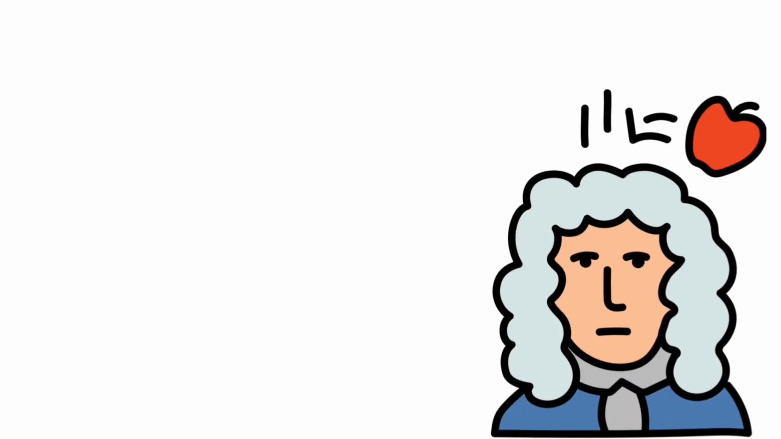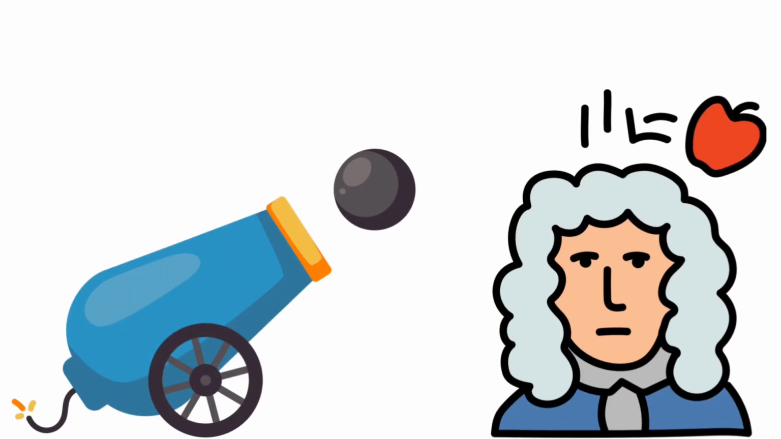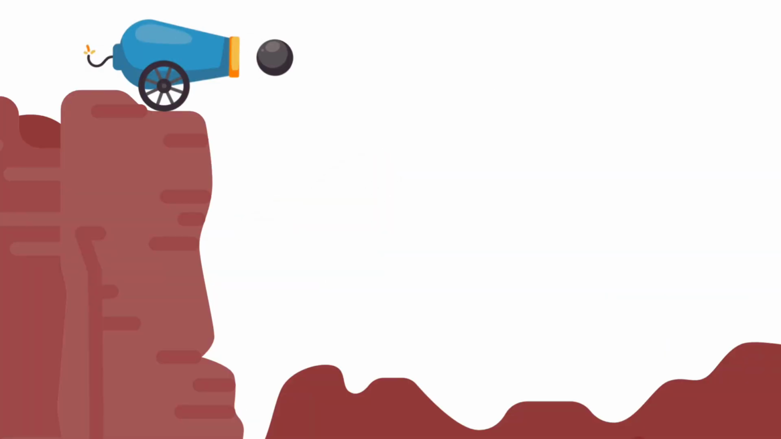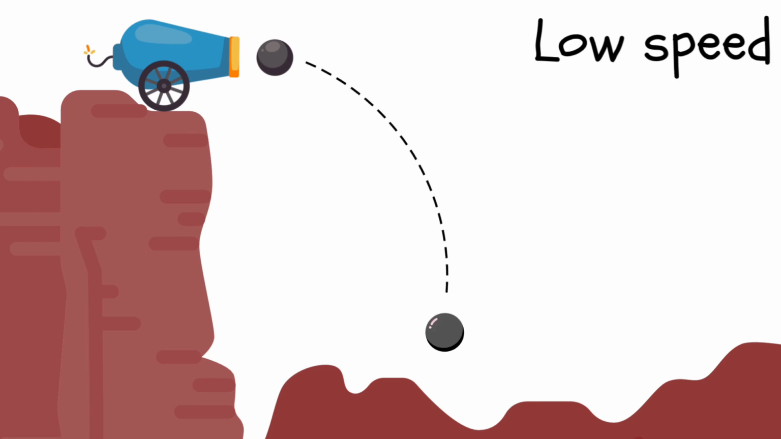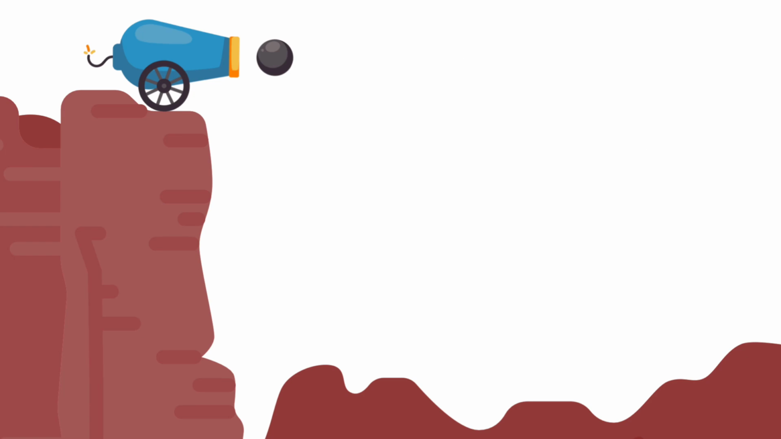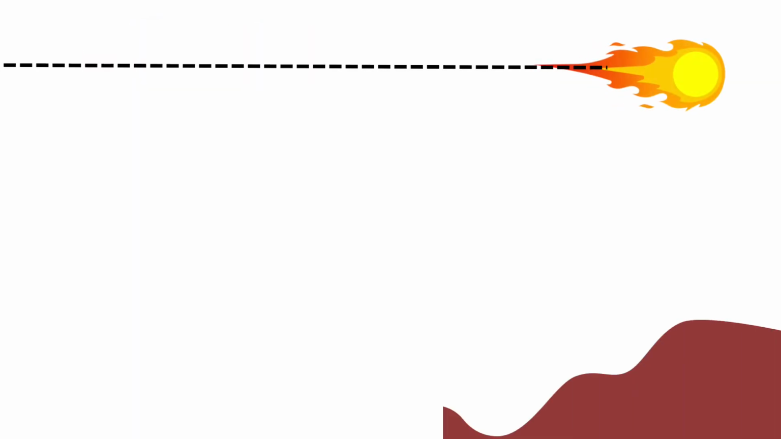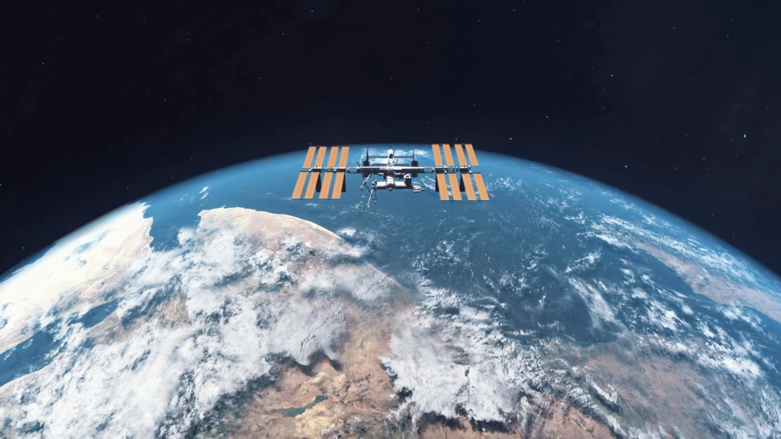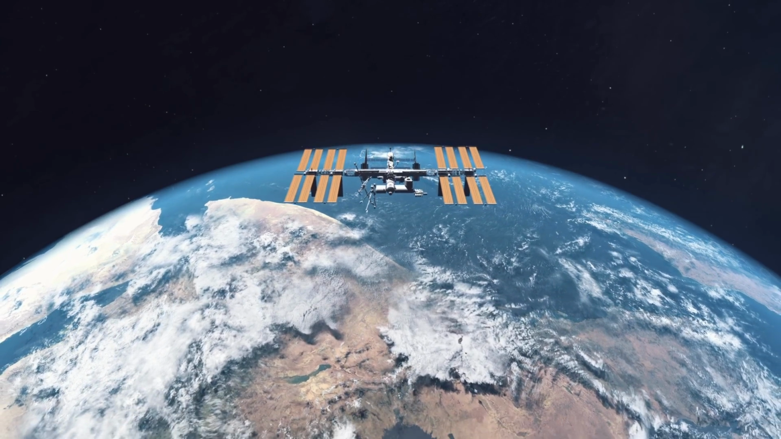Newton originally explained this idea with his famous cannonball thought experiment. Imagine firing a cannonball horizontally from a mountaintop. At low speeds, it falls to the ground quickly. At higher speeds, it lands farther. But if the ball is launched fast enough, the ground curves away beneath it at the same rate that the ball falls. It never hits the surface. It enters orbit. This same principle applies to satellites, the space station, and astronauts.